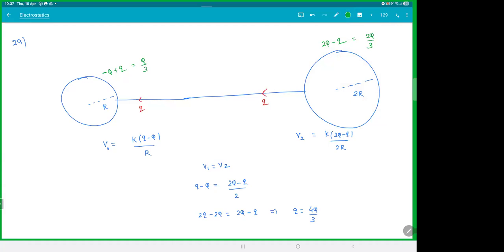So how much charge went through the switch? 4Q by 3. Is the process clear? Assume q went from one side to another, use charge conservation, find the potential of each and equate them. All clear with this? Now, how do you get the heat produced?